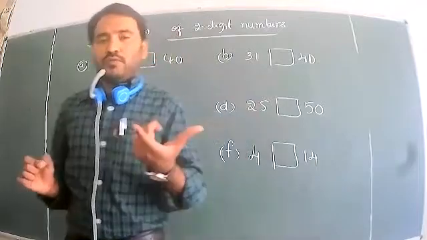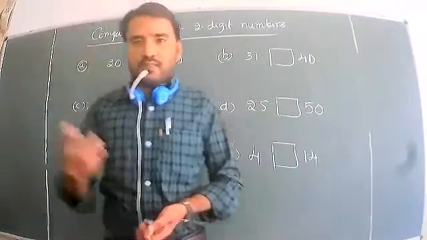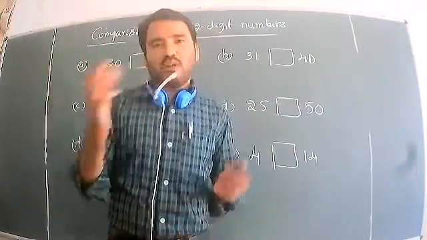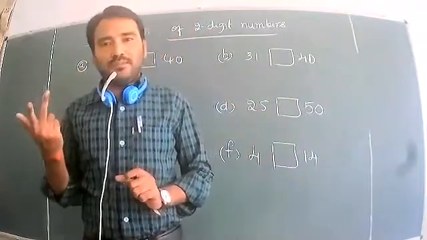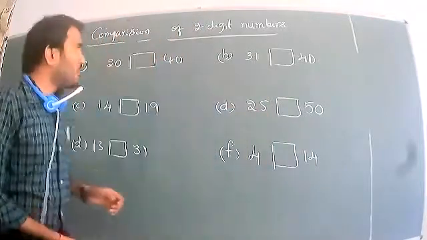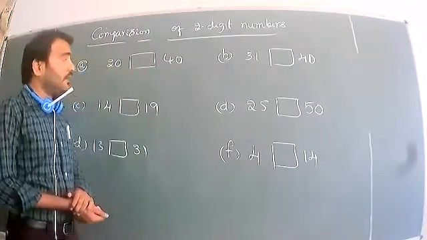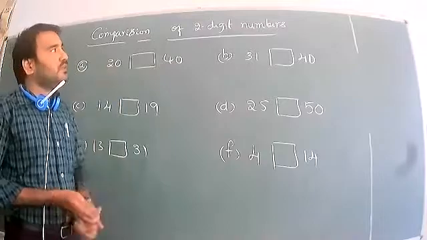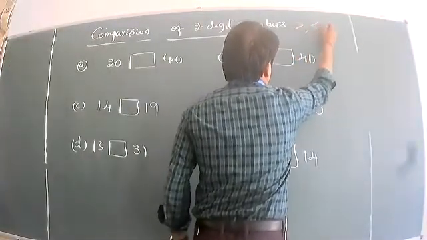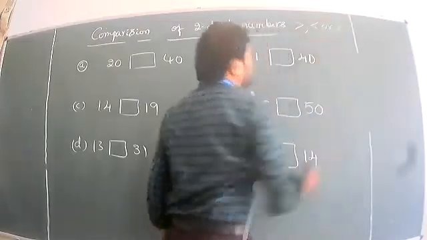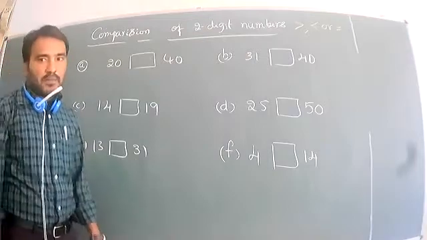So how to compare the two digit numbers? In the previous time, we learned comparison of one digit numbers. Guruji, 9 and 8 are one digit numbers, but here we have two digit numbers. How to compare? Okay, look at the board. The question here is 20 and 40, which is bigger? How to give the symbol? Using the symbols greater than, smaller than, and equal. These symbols we use in the comparison of numbers.